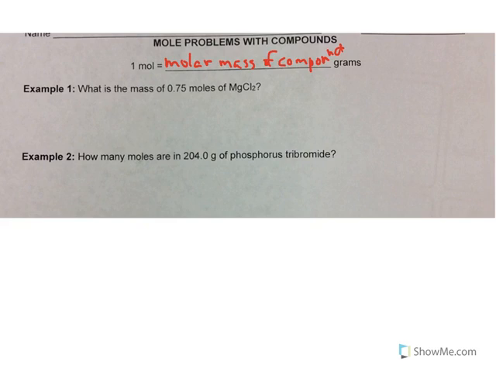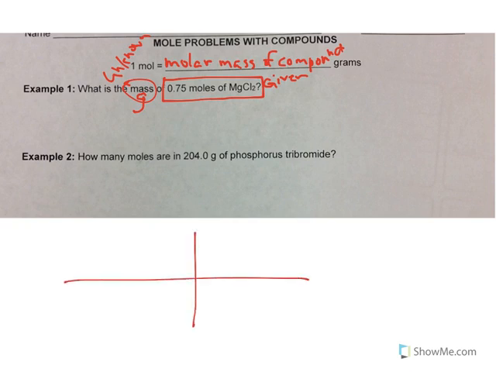It says, what is the mass of 0.75 moles of MgCl2? So our given would be that 0.75 moles of MgCl2. They're asking us for the mass. Mass isn't really a unit. Mass is just sort of how we measure something. So really what they're asking for is the mass in grams. So we're trying to get from moles to grams. I'm going to do the grid down below just to have a little bit more space down there.